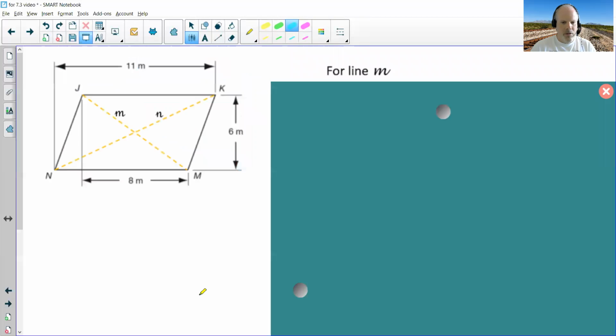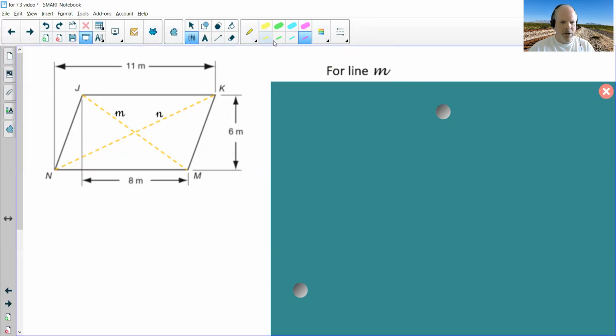Next, let's try a parallelogram. This shape is a parallelogram, and we want to find the length of the diagonals. But please note that the length of M right here is not the same as the length of N right here. N is in fact a little bit longer, so we have to find both of them. Well, let's start out with finding line M.